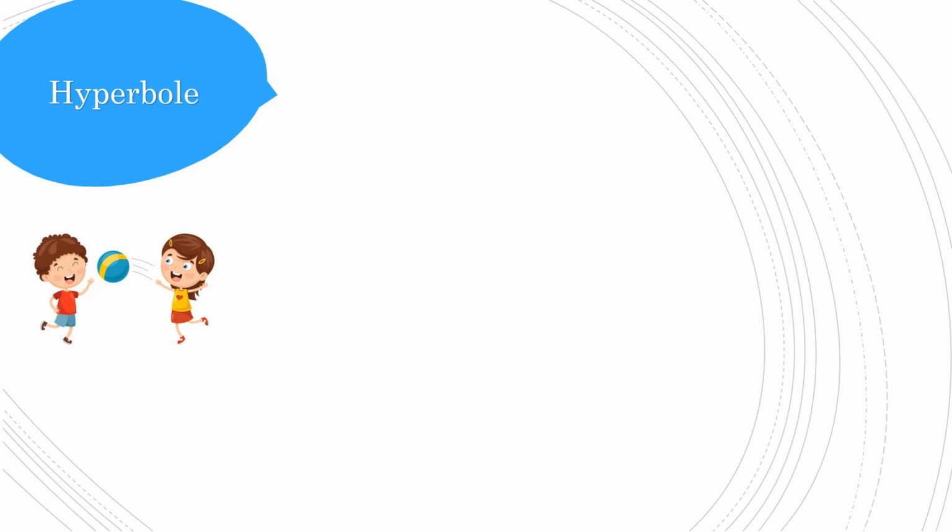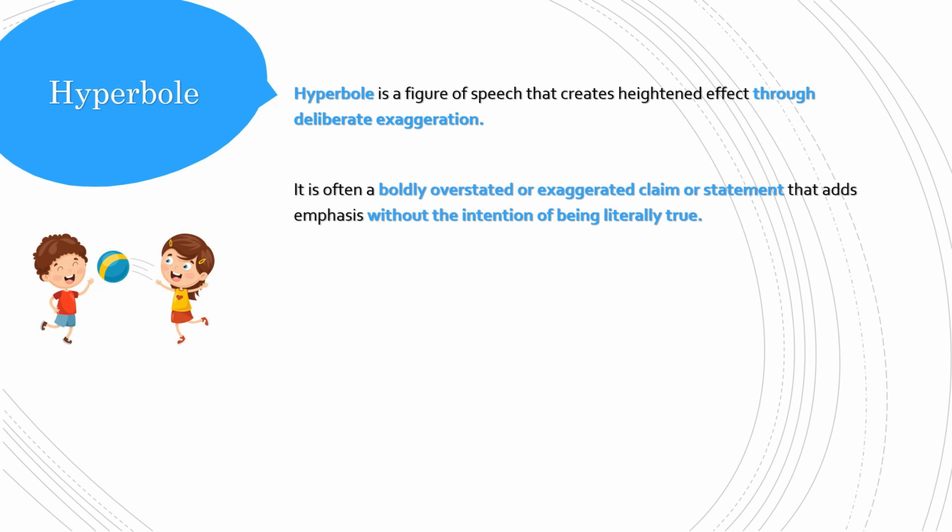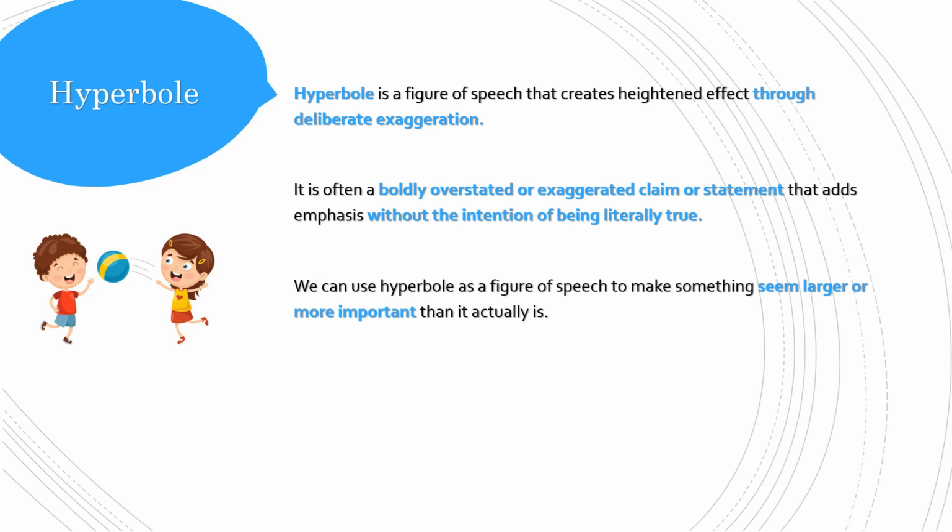Hyperbole. Hyperbole is a figure of speech that creates heightened effect through deliberate exaggeration. It is often a boldly overstated or exaggerated claim or statement that adds emphasis, without the intention of being literally true. We can use hyperbole as a figure of speech to make something seem larger or more important than it actually is.